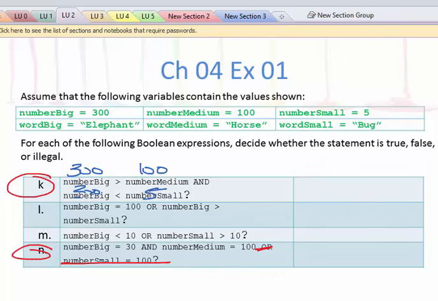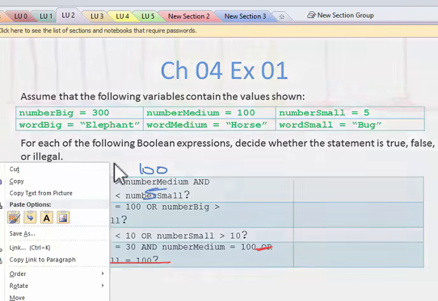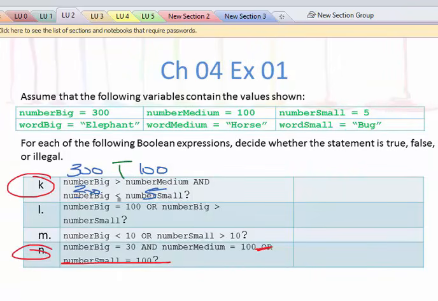Okay, so we're going to be asking the question, is number big greater than 100? Yes, it is. Okay, so that is true. And is number big, which is 300, less than number small, which is 5? No, that is false. So together, because remember the conditional AND says together the expression, what is going to be my Boolean for the expression together? Well, because we have one false and one true, therefore it is going to be false.